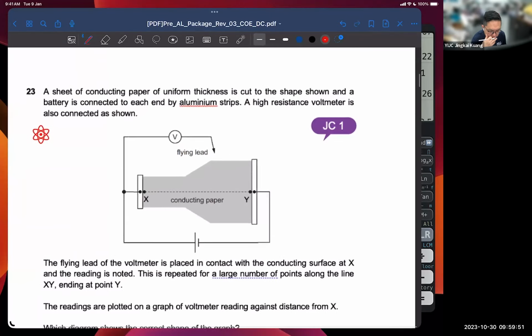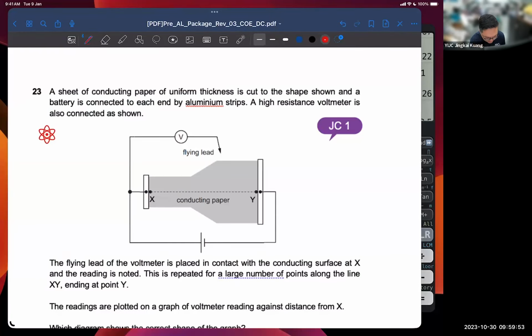Okay, this one I was trying to think of how to explain it last night, but it's not so easy. I get what's happening, but to explain it was not so easy. Okay, you have a sheet of conducting paper of aluminum of uniform thickness.